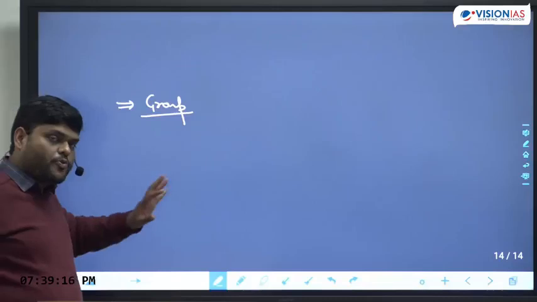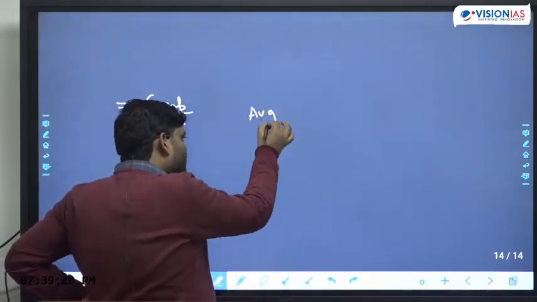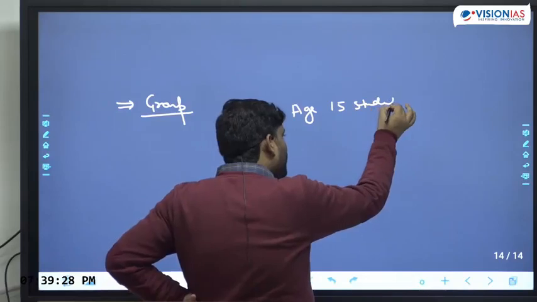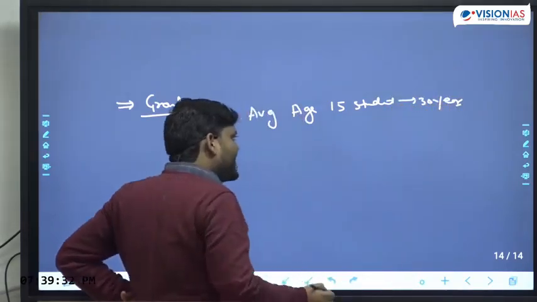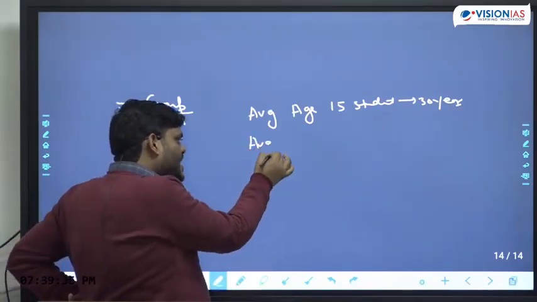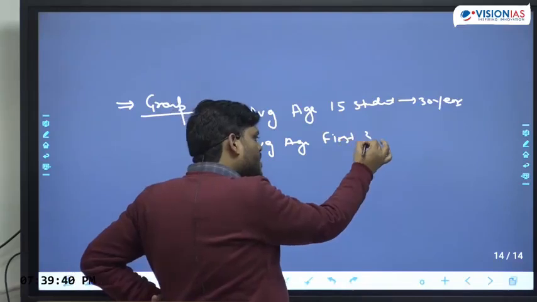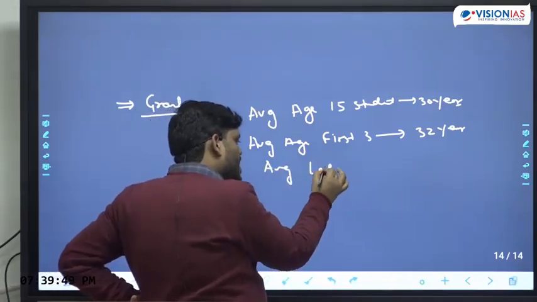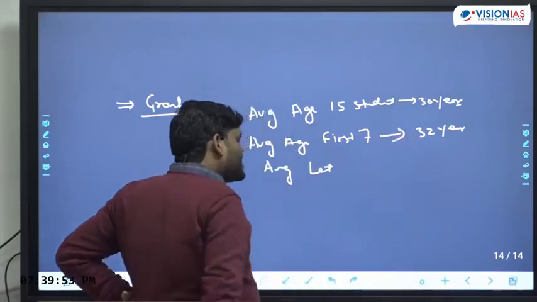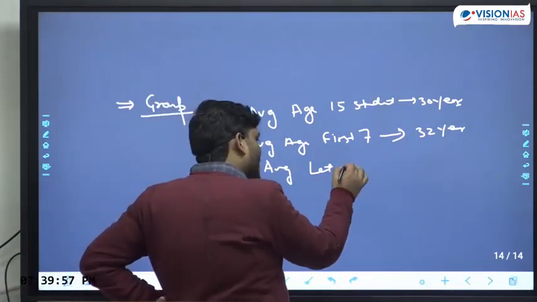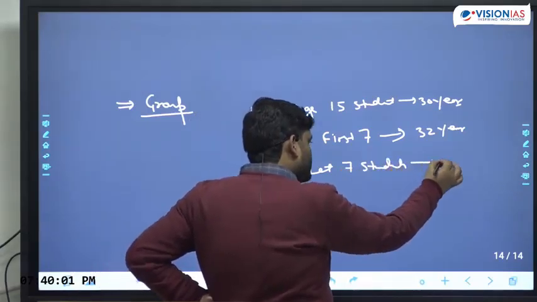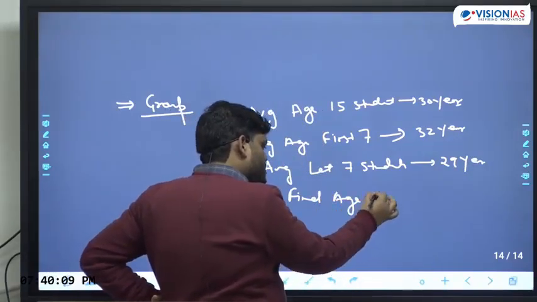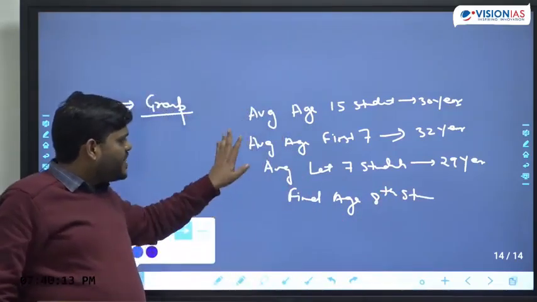Now, the group concept is what? Suppose the average age of 15 students is 30 years. The average age of the first three students is 32 years, and the average age of the first seven students is 32 years. The average age of the last seven students is 29 years. Find the age of the eighth student. What is the question? The average age of 15 students is 30 years.